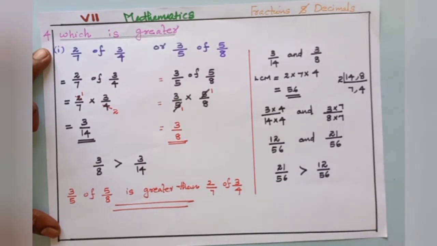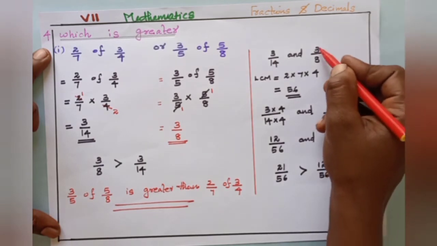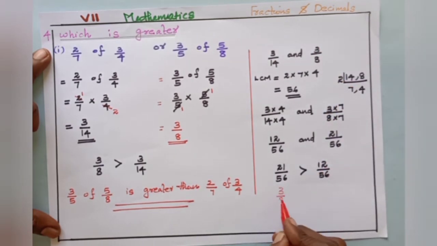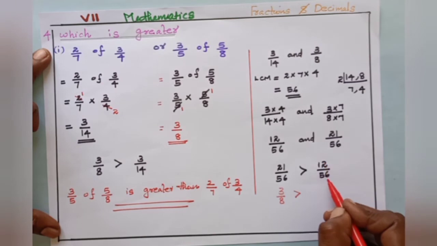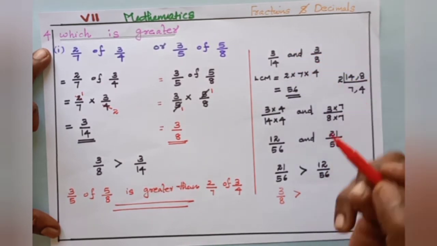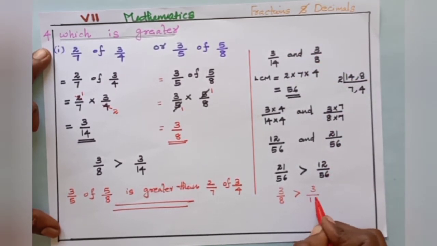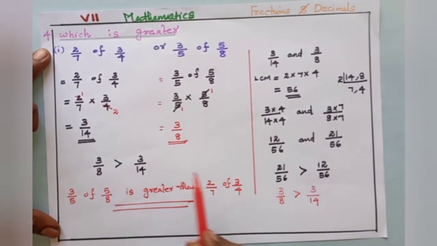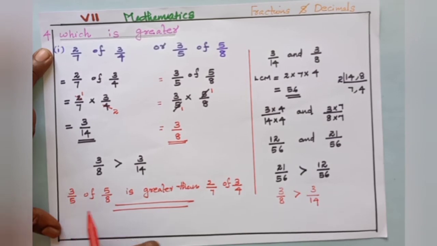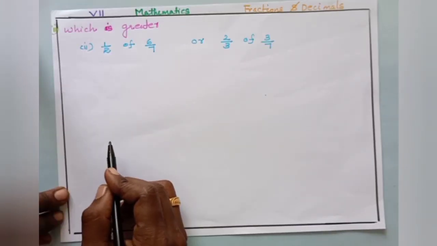That 21 by 56 is equal to 3 by 8 is greater than 12 by 56 is equal to 3 by 14. That means, see here, the two answers are same. So you can do it in any one method. So we can conclude 3 by 5 of 5 by 8 is greater than 2 by 7 of 3 by 4. Students, same model, one more question.